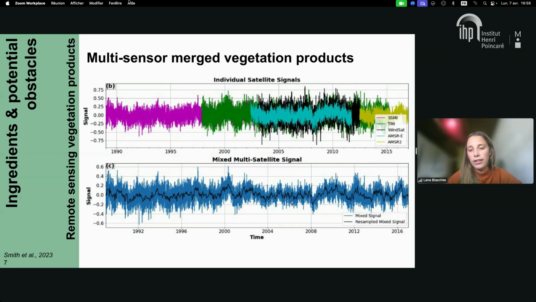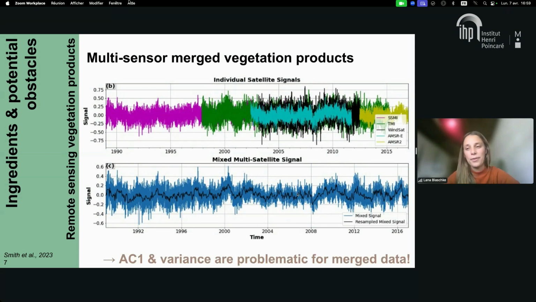And you see it's influencing the variance and the autocorrelation of the product. So you should be very careful about using autocorrelation and variance for merged data. Not in general, but as resilience metrics, of course.